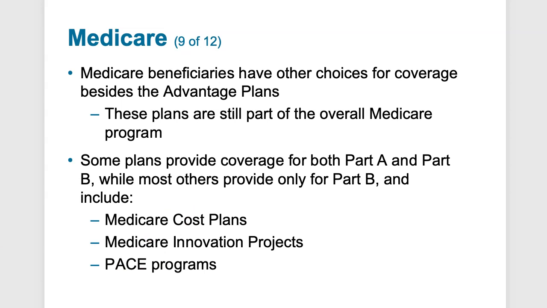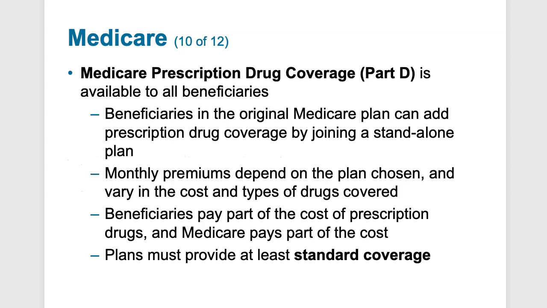Now, Medicare beneficiaries have other choices of coverage besides what we call the Advantage plans. These plans are part of the overall Medicare program, and these Advantage plans can provide both Part A and Part B, and most may only provide Part B. So with these Advantage plans, you have to look into them very, very closely to see what the cost of these plans are going to be and how these programs are going to benefit your particular medical needs.